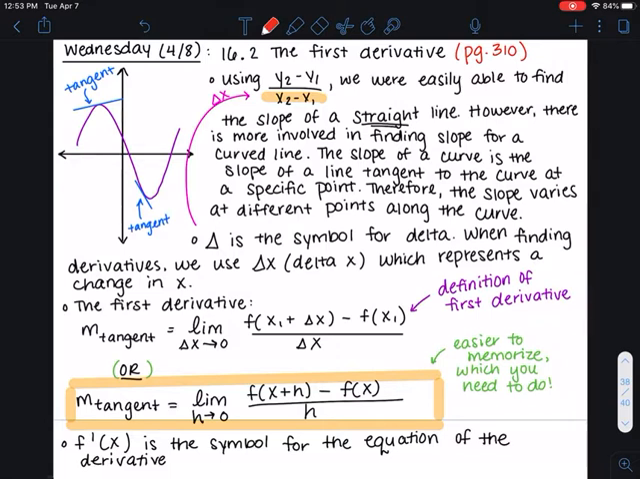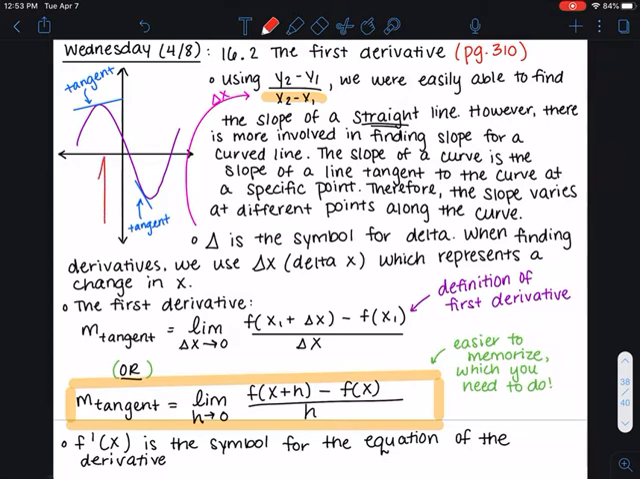Alrighty, so thinking about what we just learned about slopes and finding slopes of a line. We used the formula m for slope: y2 minus y1 over x2 minus x1. Using that formula, we were easily able to find the slope of a straight line. However, there is more involved in finding slope for a curved line.